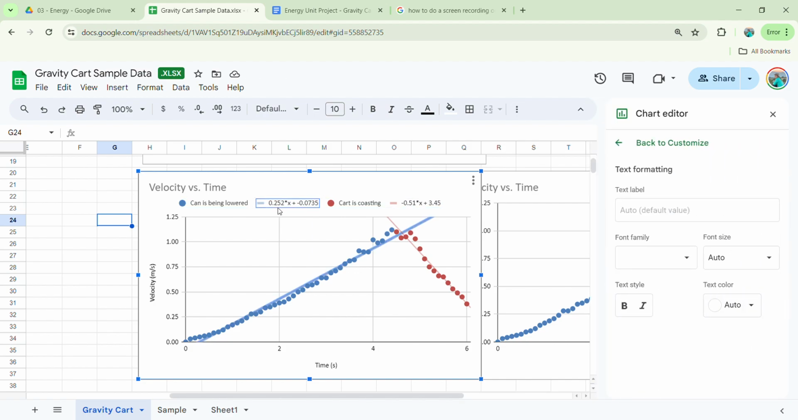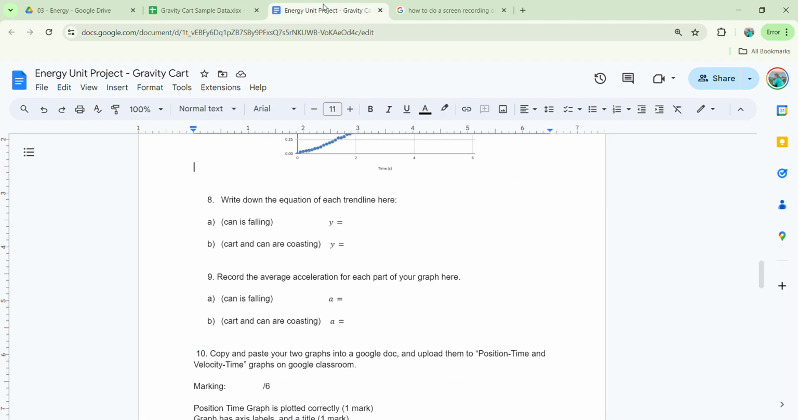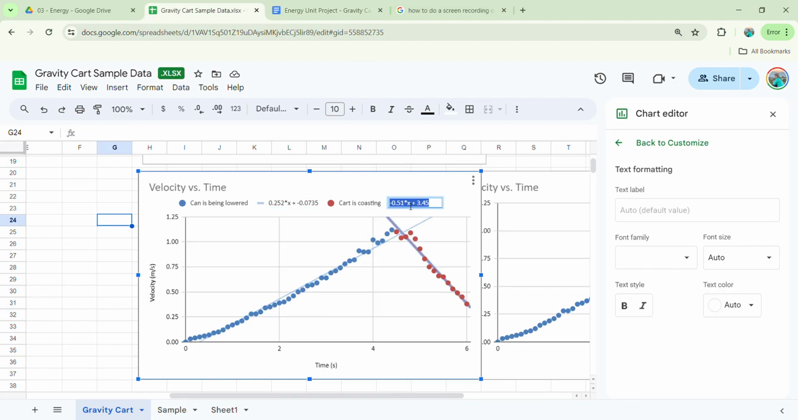So this first one, the equation of the line is going to be in the form y equals mx plus b. So your equation of your trend line is going to be y equals 0.252x minus 0.0735. So I'm just going to copy that. And over here where it says Can is falling, that is my equation. It's given me plus and then a negative number. I'm just going to change that to minus that number. And then over here, I've got my equation of when the cart is coasting.